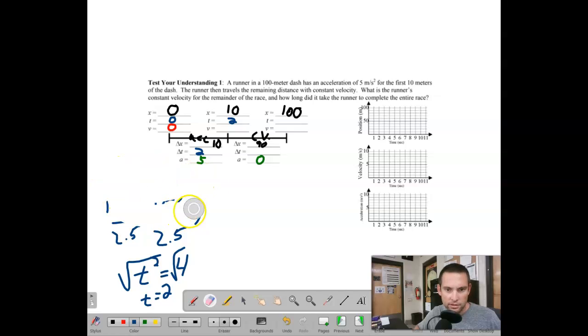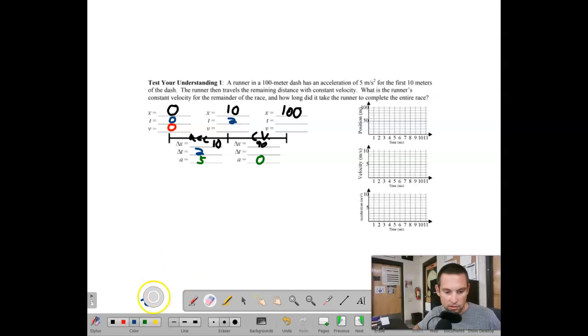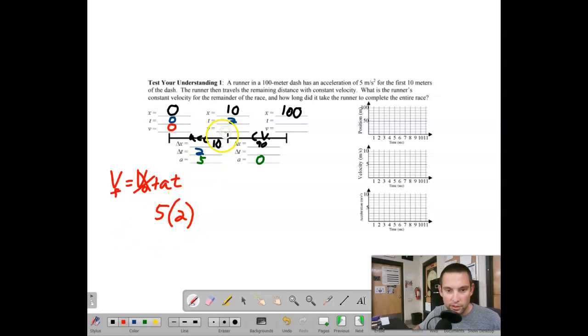Next up, let's find our final velocity. To get that final velocity, we'll use the velocity as a function of time: vf equals v naught plus at. Now that we know t, this will be pretty easy. We know the initial velocity is 0. Our acceleration is 5 for 2 seconds. So our final velocity is going to be 10 meters per second.